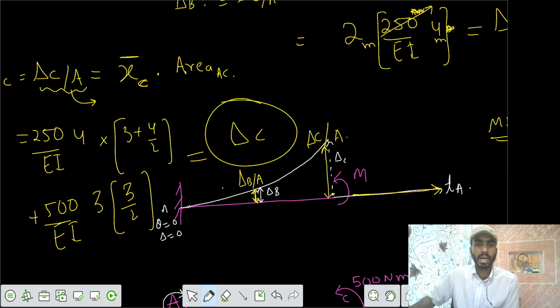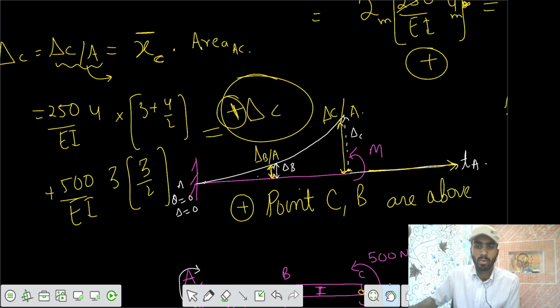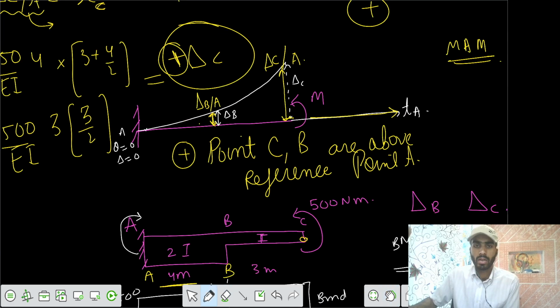Here we would get deflection at B positive and deflection at C also positive. A positive value means that point C and point B are above the reference point A. Because you draw the tangent from A, so your point B has reached here and point C has reached here. So we can say point B is above your reference and point C is above your reference. So we write it as positive.